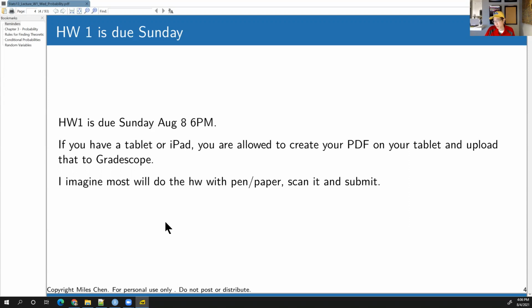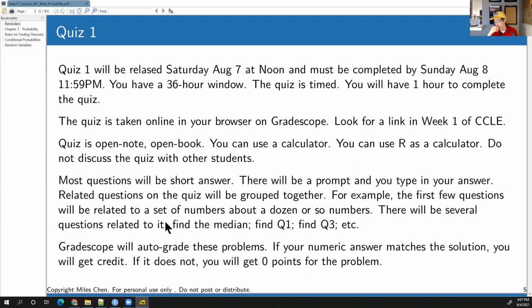Okay. And that's going to be due Sunday. All right. And then you're going to have your first quiz this weekend. It's going to get released on Saturday at noon, and you have to take the quiz within this 36-hour window from Saturday at noon to Sunday, basically midnight, 11:59 p.m. Okay, and you'll have 1 hour to take the quiz, and you take it straight in your browser.